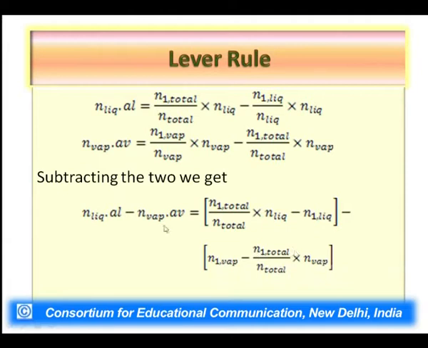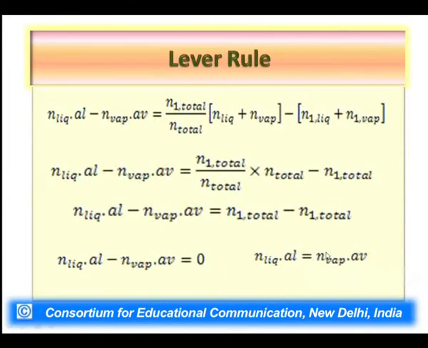When we subtract the two, by way of a little manipulation, we get N1 total by N total into N liquid minus N1 liquid, less the bracket term N1 vapor minus N1 total by N total into N vapor. Now, if we take this bracket term outside, because of the minus sign, the signs get reversed. So, what we get is N liquid AL minus N vapor AV equal to N1 total by N total. Now, this manipulation of the bracket term leads to N liquid plus N vapor minus N1 liquid plus N1 vapor. Now if you look inside the bracket term, N liquid plus N vapor is basically the total number of moles of liquid phase and vapor phase together.